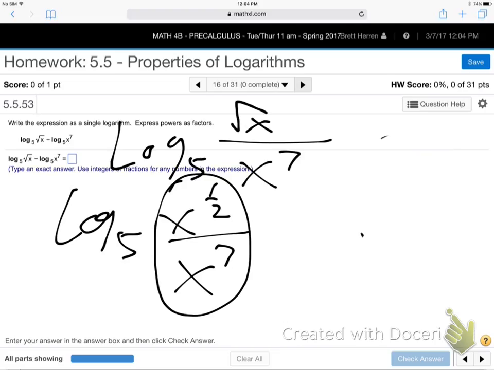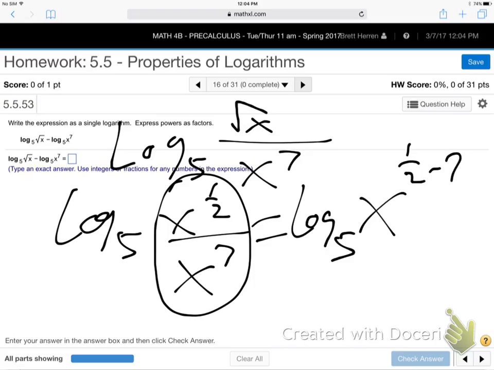So in other words, this is going to become log base 5 of x to the half minus 7. Right? Well, that's not very well written. Okay, we can do that. You can just take the top minus the bottom. How about we just do it that way? I just took the top power minus the bottom. A half minus 7. What is a half take away 7?